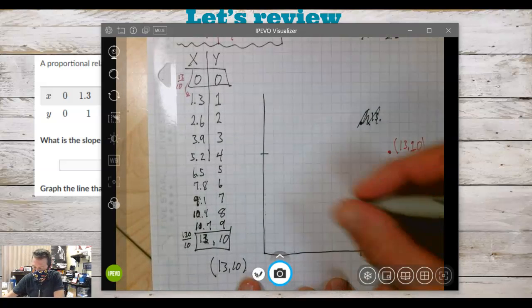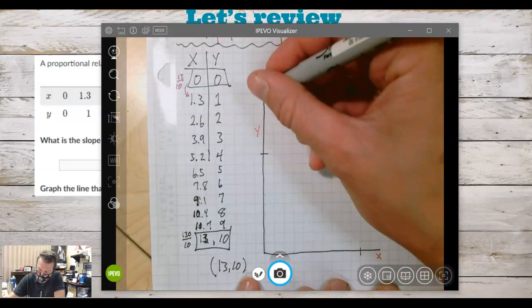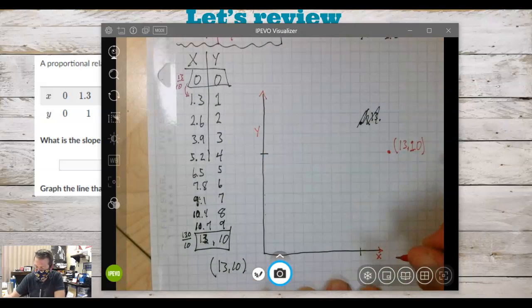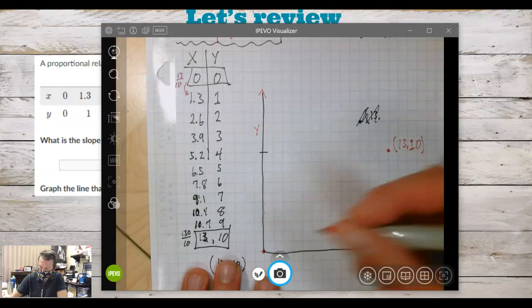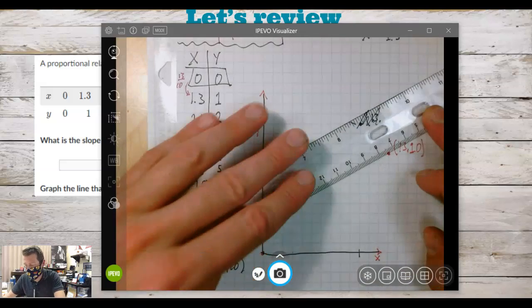Remembering this is our x-axis, this is our y-axis. We would really want arrows on the ends of these. We show the origin point. We connect our points.